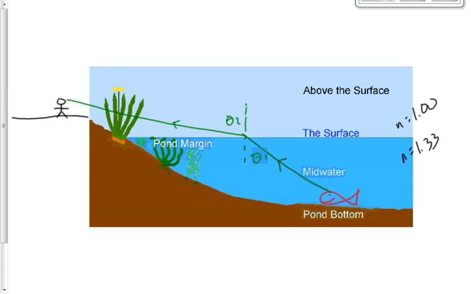So in other words, if we extrapolate this back, the guy is going to see the fish back here. He's going to see the fish just as it is, except it's going to be not as deep as it really is, and it's going to be behind where it really is.